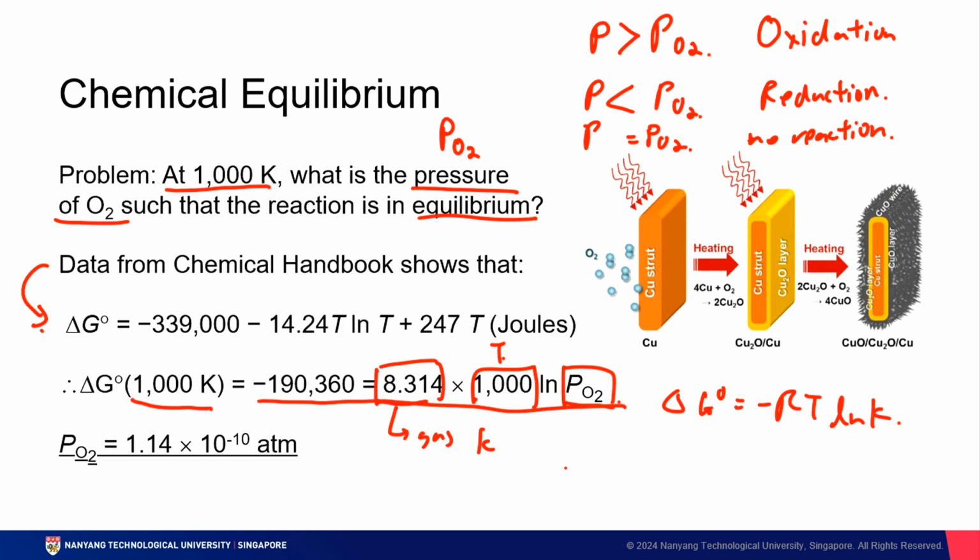So, from here, if we do it right, PO2 works out to 1.14 times 10 to the power of negative 10 atmospheres. Notice that this is actually a very low pressure to overcome. In most circumstances, especially at 1 atmosphere, copper will definitely oxidize.